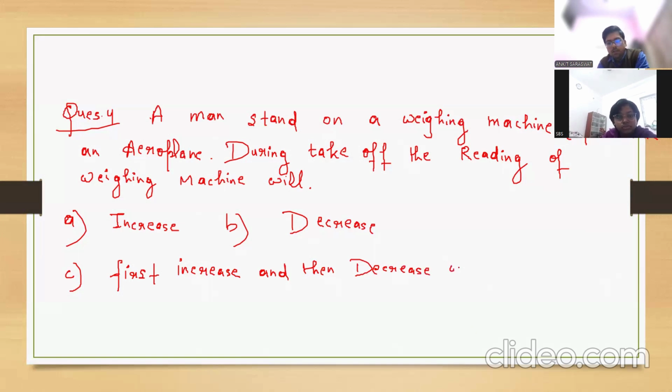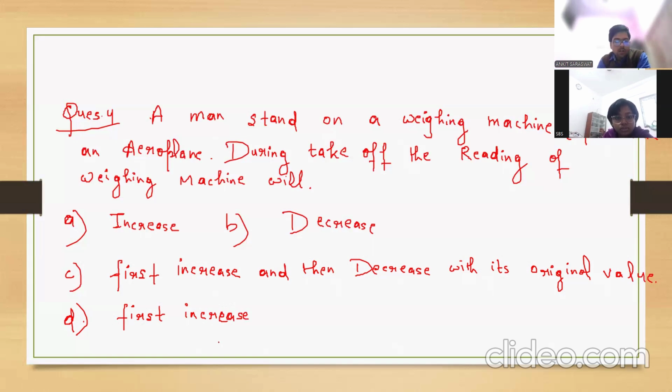With its original value. Okay. Option D, first increase, less than the original value. Okay.